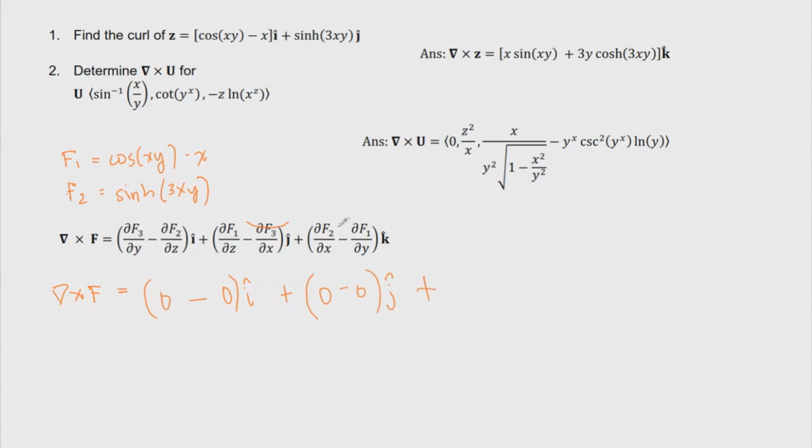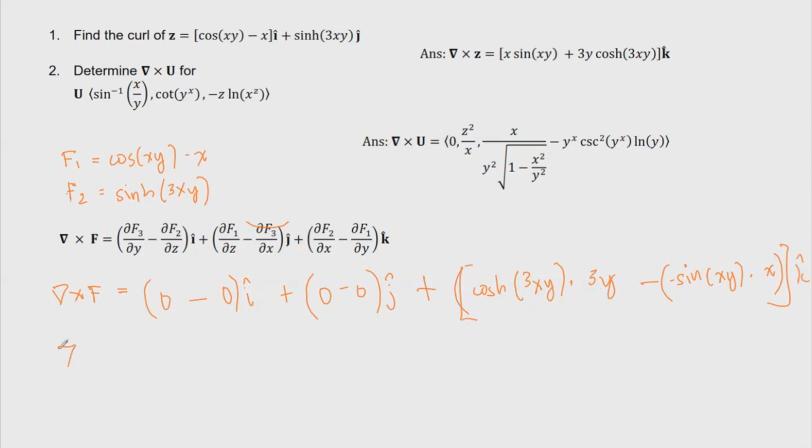And then finally we have k, the derivative of f2 with respect to x, so we have cosine of h, that's 3xy, and then we multiply this with 3y, because we're differentiating with respect to x, so that's y. And then we subtract f1 with respect to y, and that's negative sine xy, times x, and then we have 0 here. So that is actually our k hat.